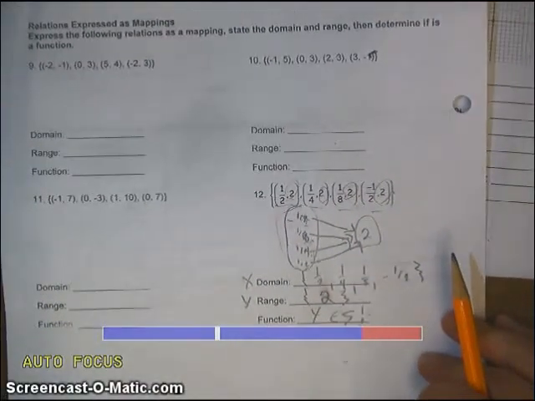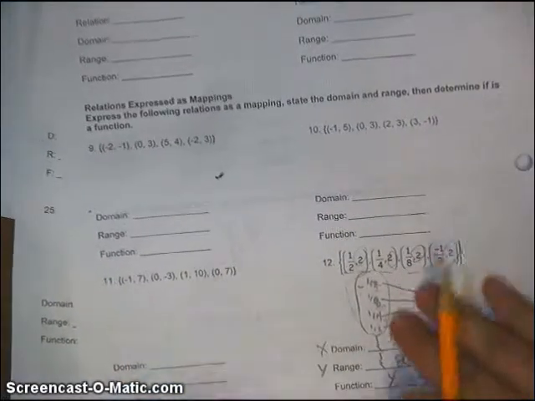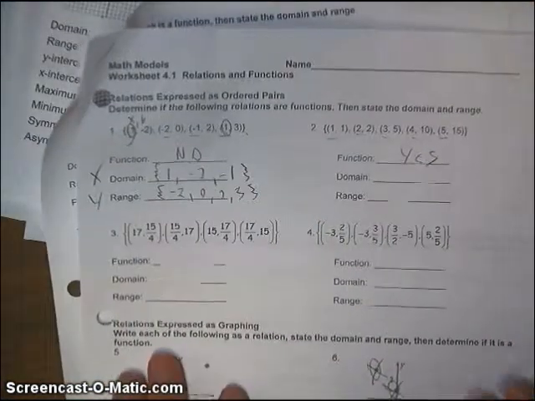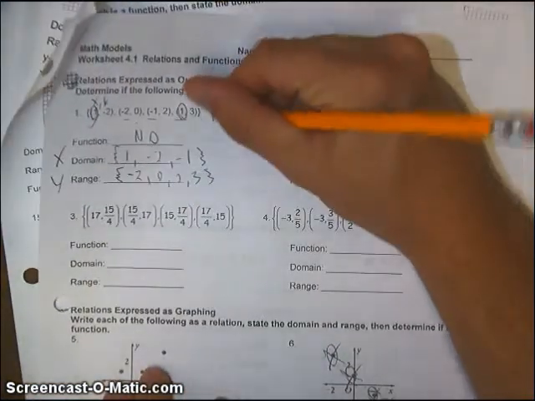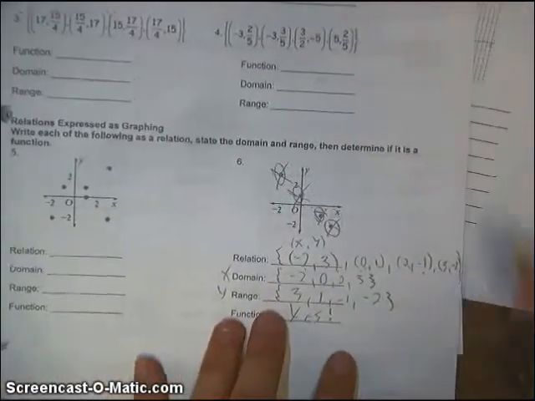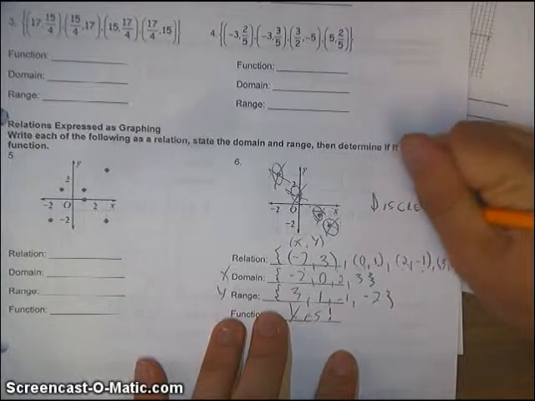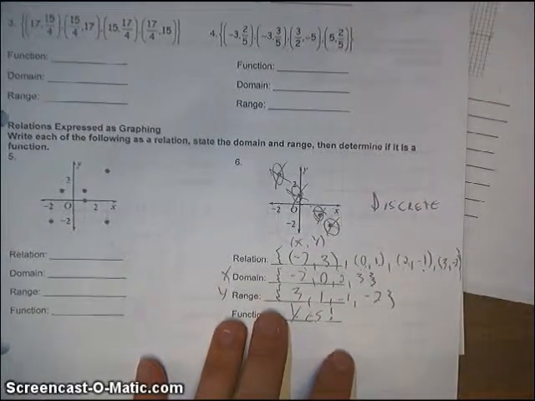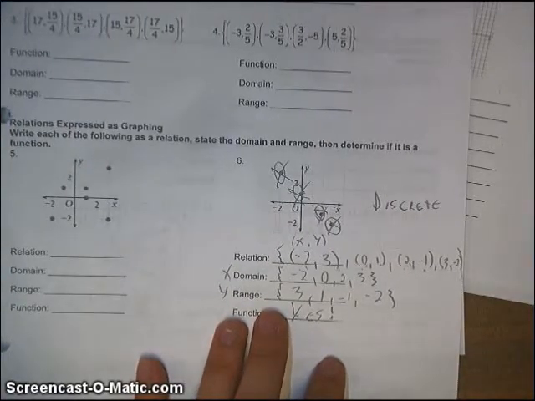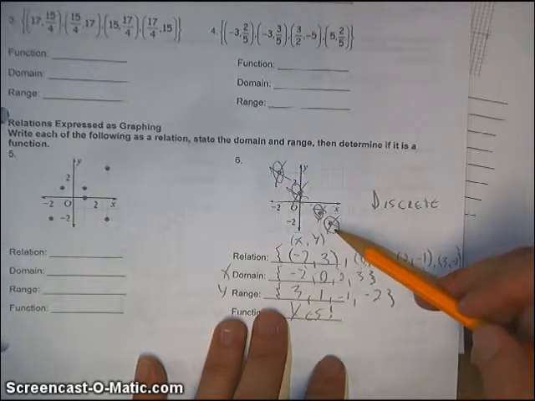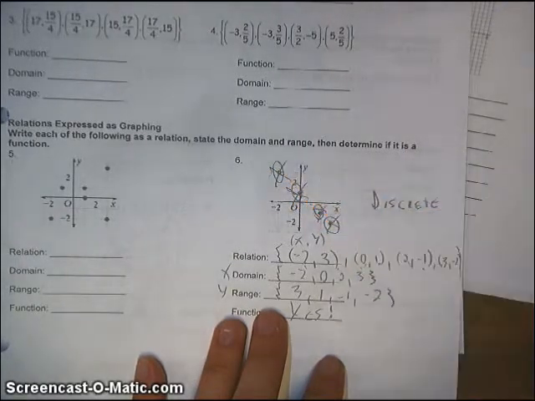All right, so that's 9 through 12. And one thing I didn't say about all of them that we've done so far is that they are all discrete. Every single one of these is discrete. Data is discrete. And it's the difference between discrete and continuous. So lines, if there was a line drawn between all these points, that would be continuous. But since we just have individual points, that's discrete.